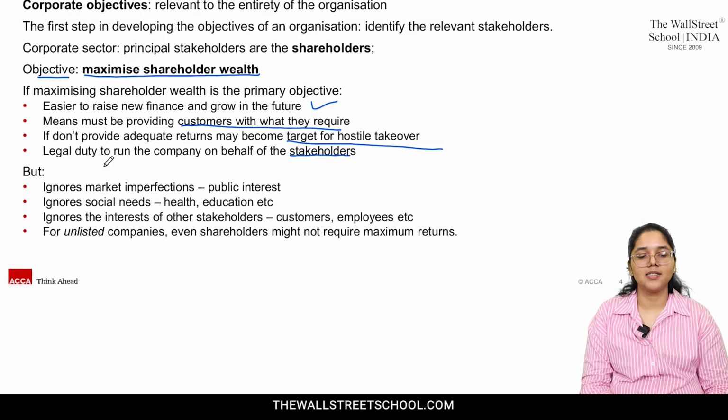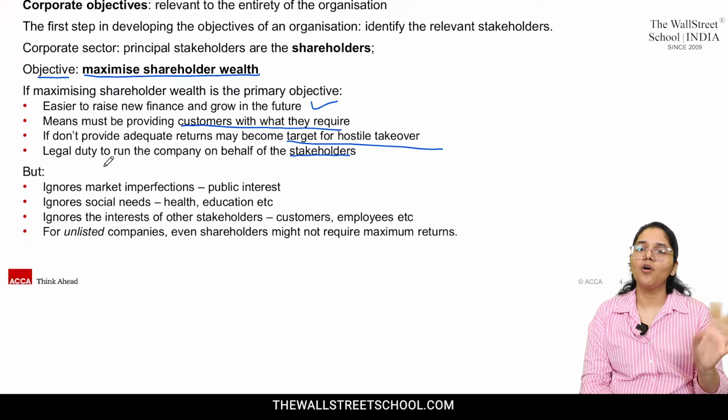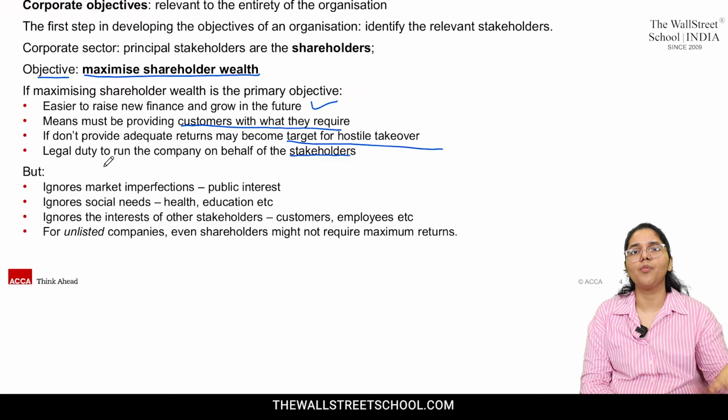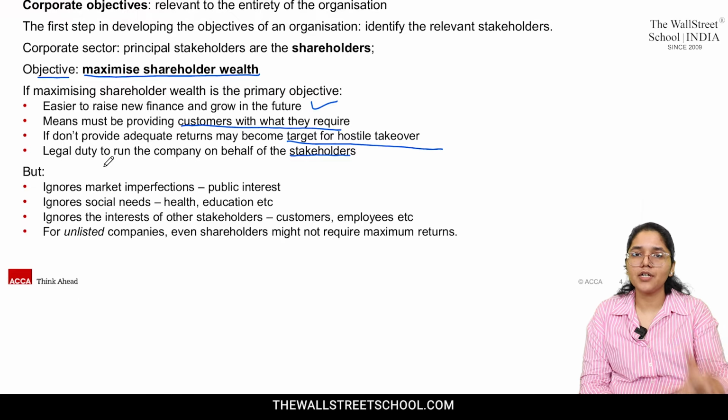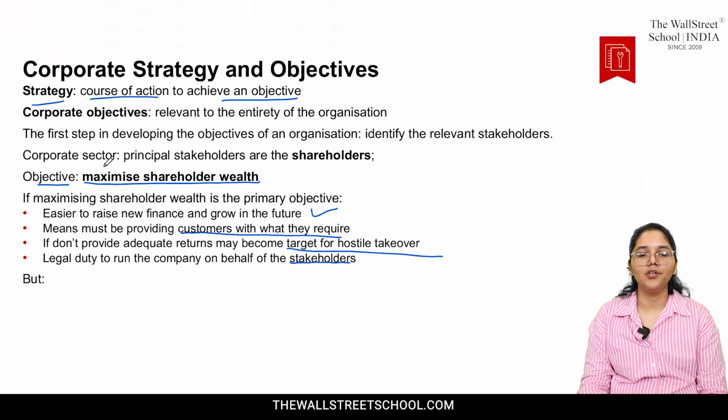And then the last point tells you for unlisted companies, even shareholders might not require maximum returns. Sometimes shareholders have just put in their money because they want to serve some sort of a purpose. They want that the things should keep running, but we do not mind if we don't receive too much income. So if the business is still focusing too much on maximization of shareholder wealth, whatever these shareholders have started this company for might suffer because they're focused too much on the wealth maximization aspect. So this is all about the corporate strategy and objectives.